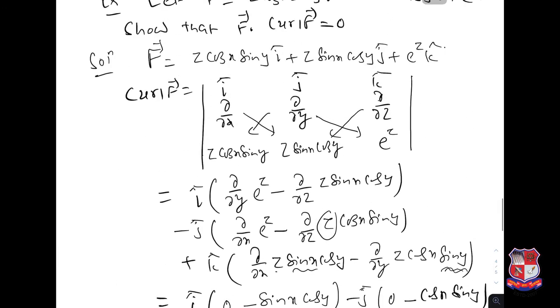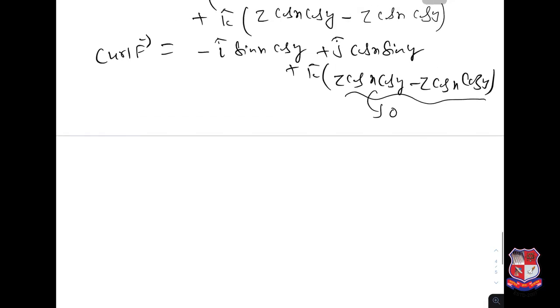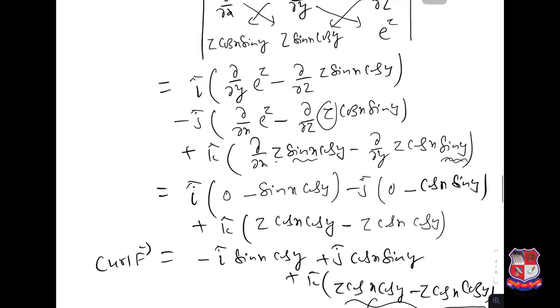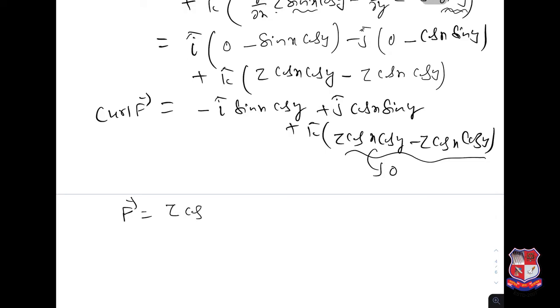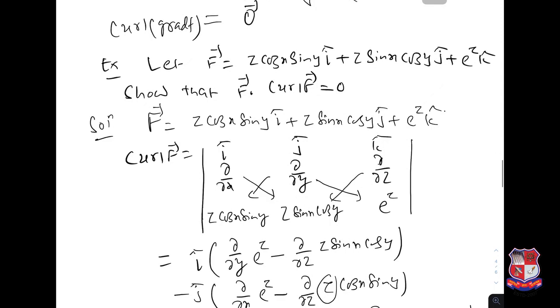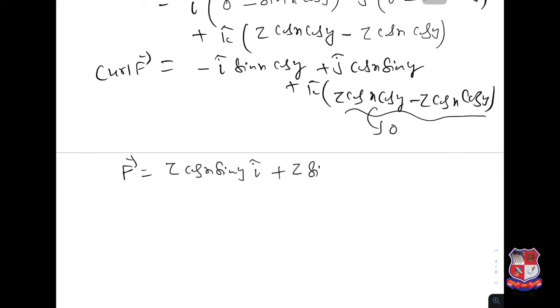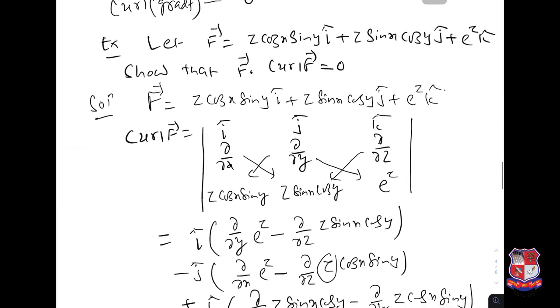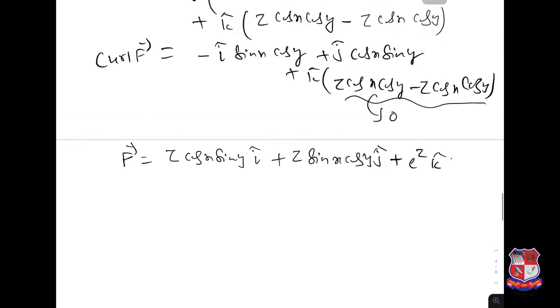Now what we wish is f dot curl f. So again let us write f and then we take the dot product. So f equals z cosine x sin y i, then z sin x cosine y j, and plus e power z k. So this is f, this is curl f, and we want to take the dot product of that.